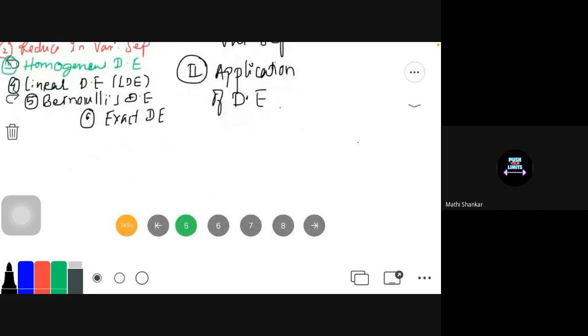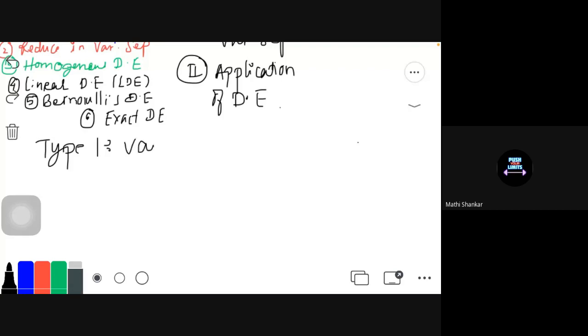Okay, so I am starting with the first type. That is variable separable type. The name itself suggests that you will be able to separate the variables and then you will be able to find out the solution. Finding the solution means what? Finding out the value of y or finding out the value of x and so on.